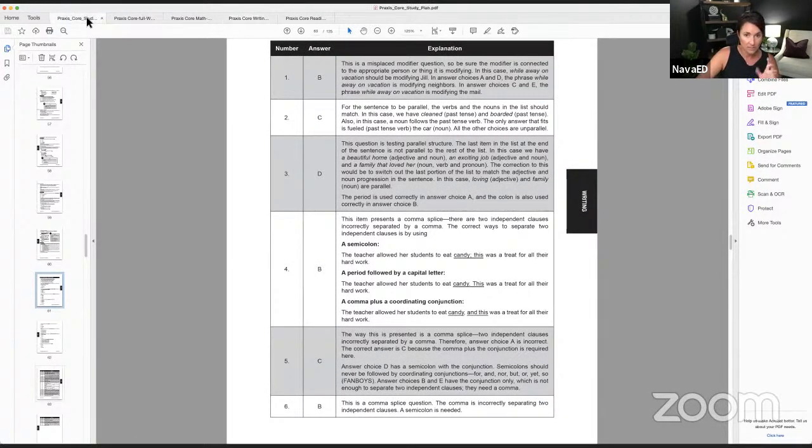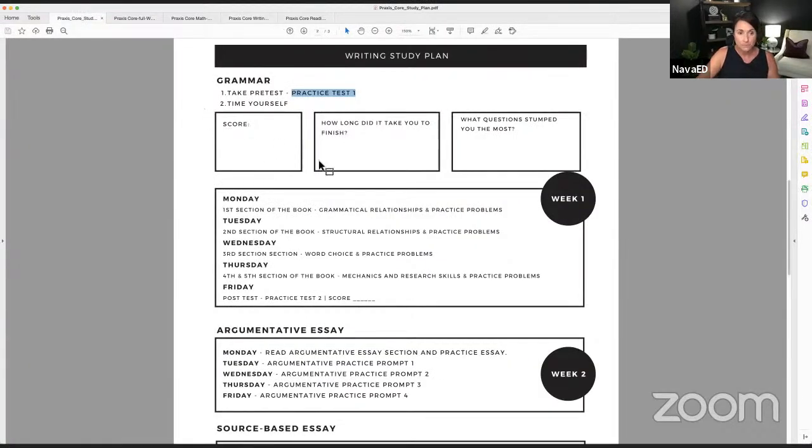Now, let me go back to my study plan so I stay on track. So we took practice test 1, we scored it, and we looked at the content categories to see where we were low, just to give us an idea. Then Monday, we go through the first section of the book and then the practice problems. Tuesday, second section and the practice problems. Wednesday, third, fourth, and fifth. Fourth and fifth is kind of short, so I put them all under one day here.